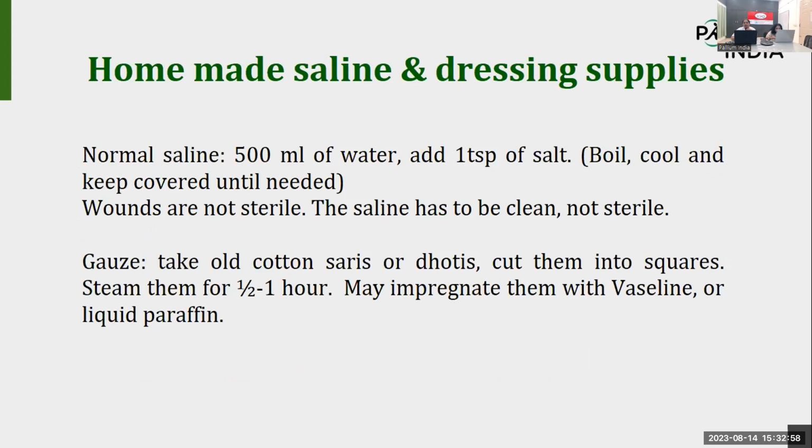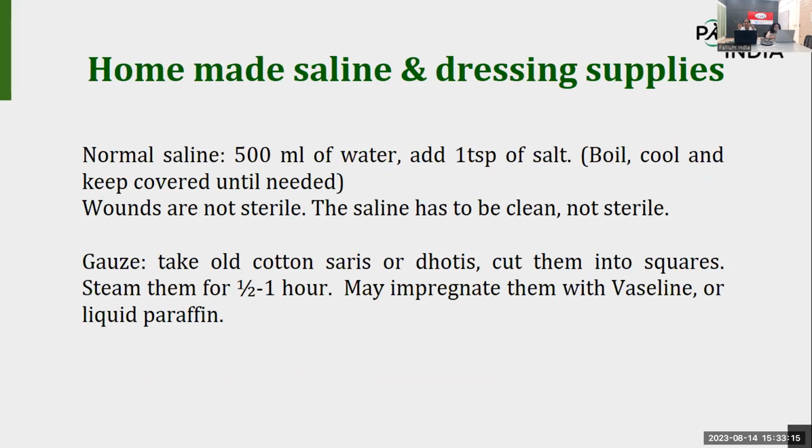So how to make a normal saline, right? This is the exact thing what we have to do. As I said, for 1 liter it is 500 ml of water. So for normal saline, we will take 500 ml of water and add 1 tablespoon of salt. Then we will boil it, cool it and keep it covered, right?